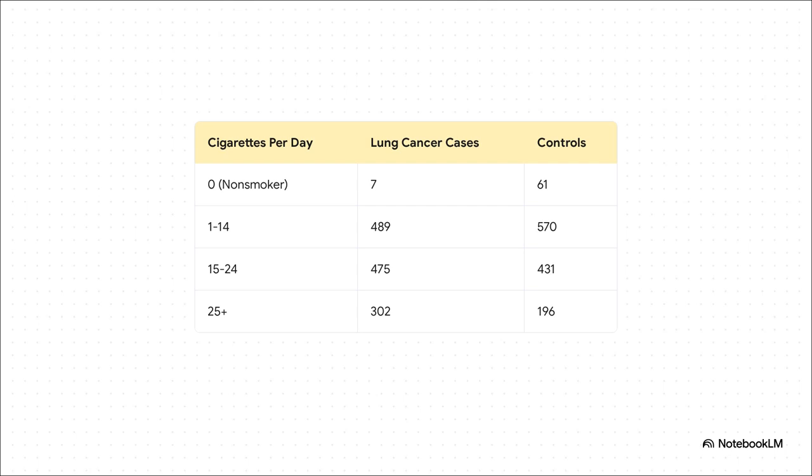Now, check this out. This is data from a real classic study. Just look at the numbers. In the non-smoker group, 0 cigarettes, you have way more healthy controls than you have lung cancer cases. Makes sense. But as you go down the table, look at that last row. The really heavy smokers, 25 plus cigarettes a day. Suddenly, the script is flipped. You have way more cases, 302, than controls, 196. That is a massive red flag for researchers. It's a huge clue pointing right at smoking.